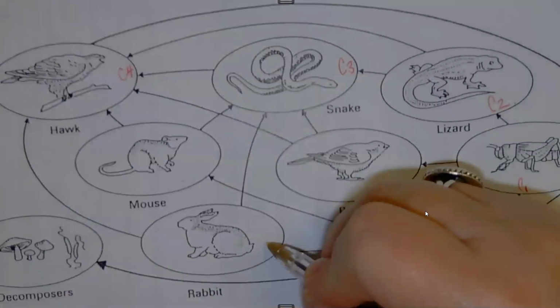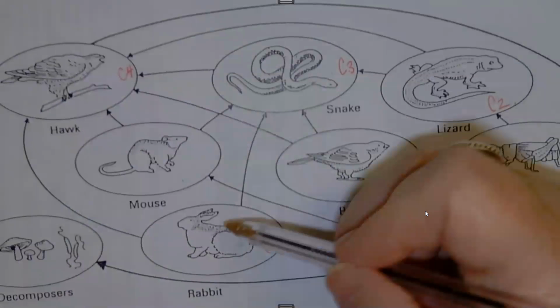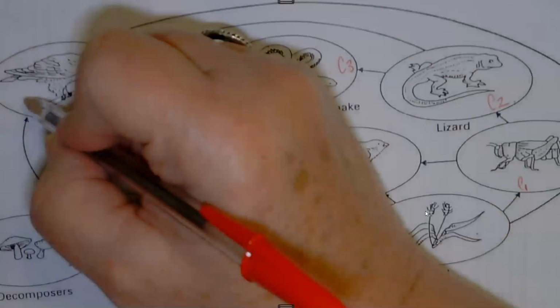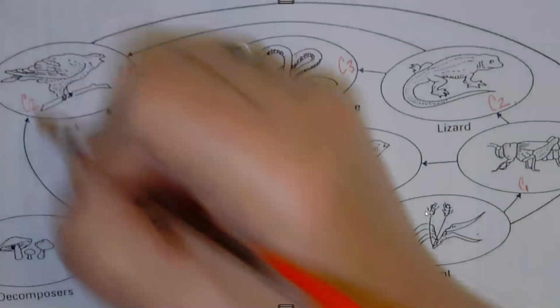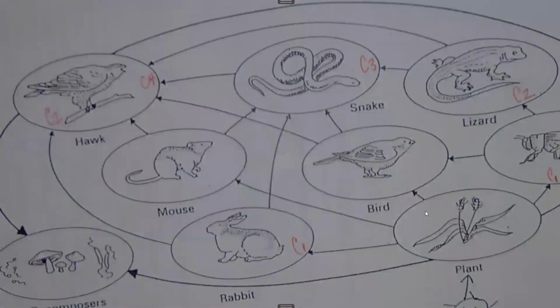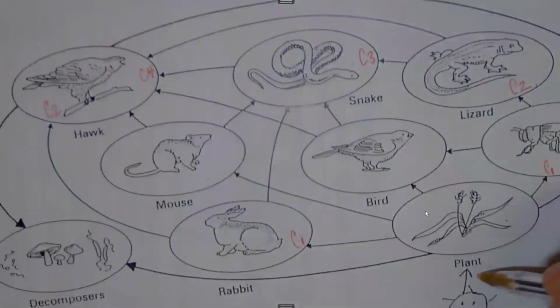It's the consumer. What consumer level is it? C1. And then the rabbit gets eaten by the hawk, so it is a C2. So you can see the hawk doesn't always have to be a C4. It can be different levels. Do the same thing. Follow your next one.